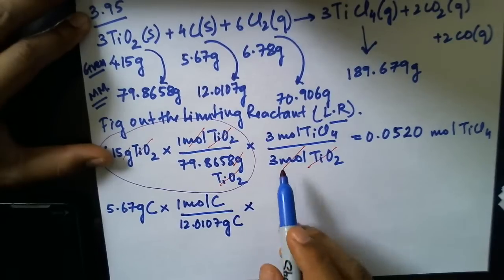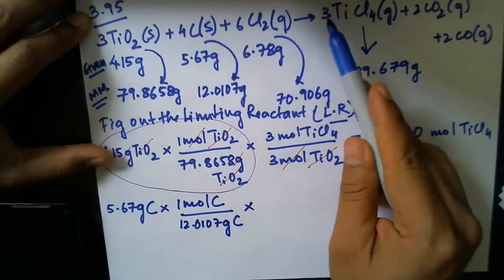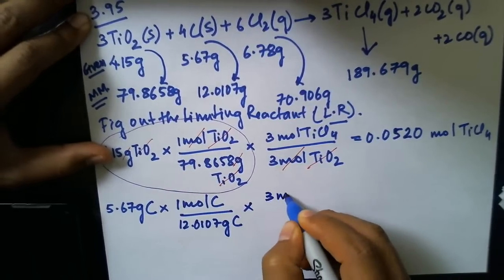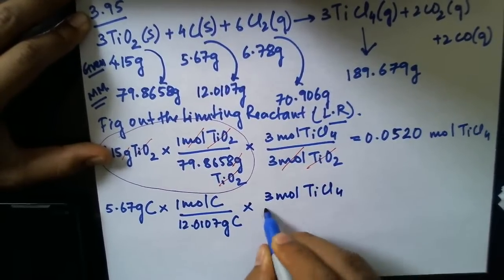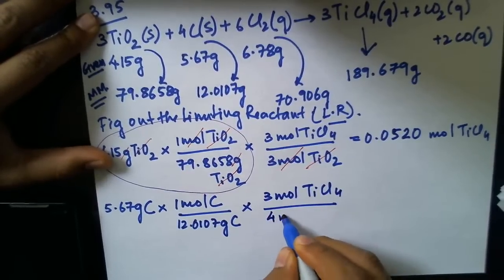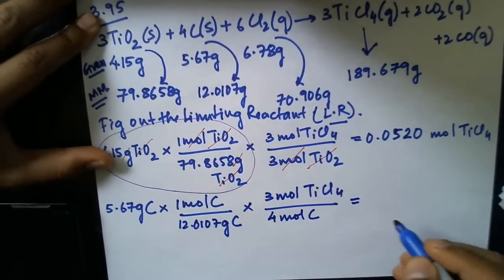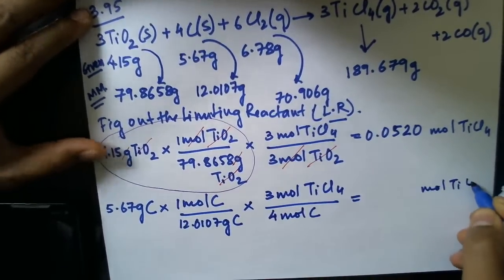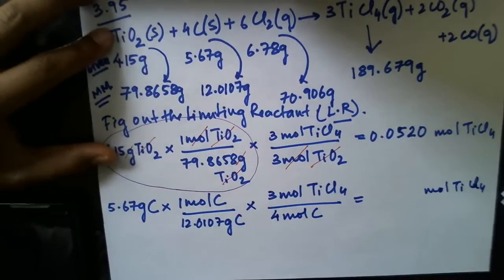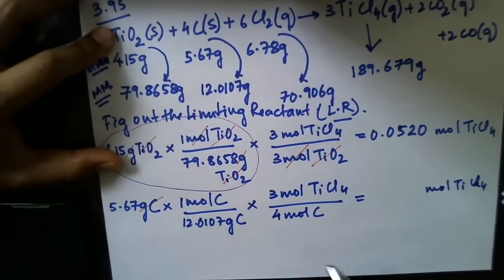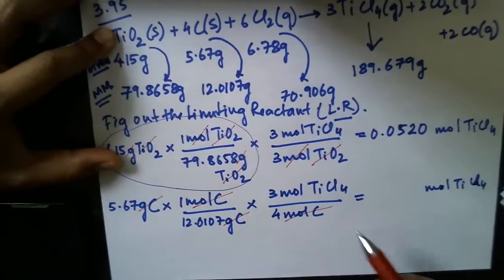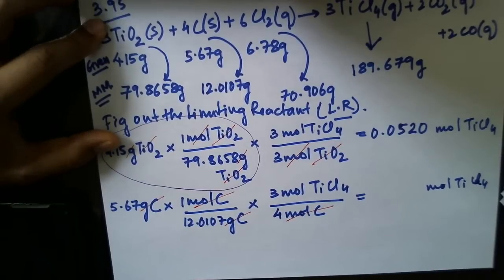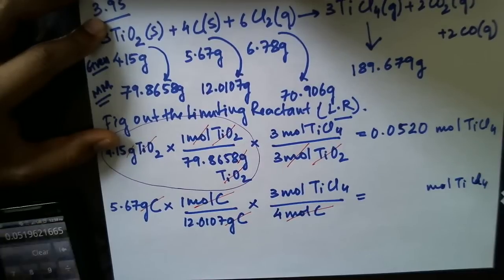Multiply that, because now once you figure out the number of moles of carbon, you want to relate that to the number of moles of titanium tetrachloride formed. So you multiply that by the correct unit factor, so that should be 3 moles titanium tetrachloride. Divide that by 4 moles carbon, which should give you the number of moles of titanium tetrachloride formed. So just like before, what we're going to do is cancel out all the common terms, grams carbon, moles carbon, which just leaves us with moles titanium tetrachloride.